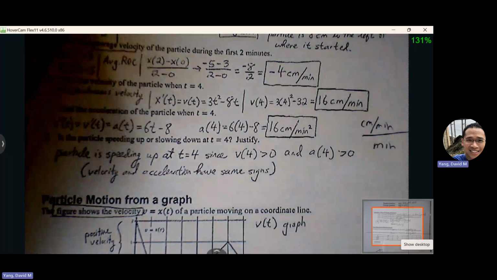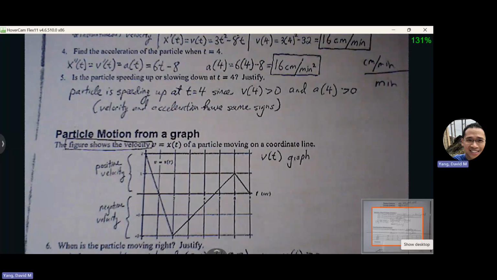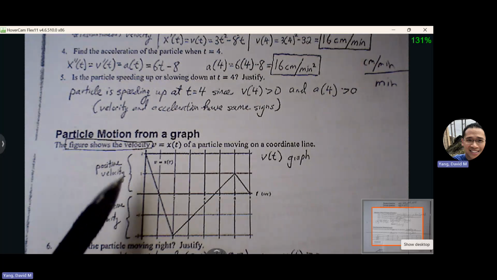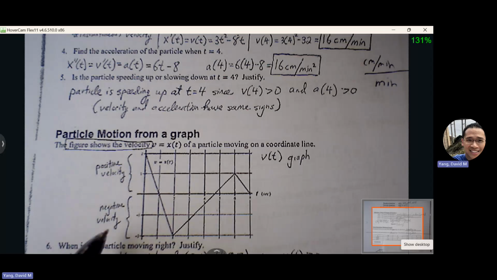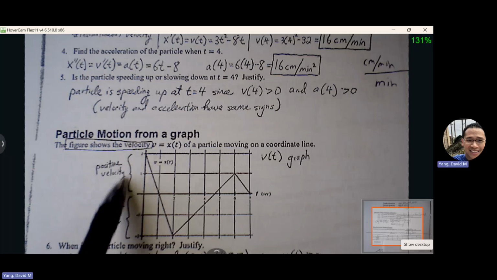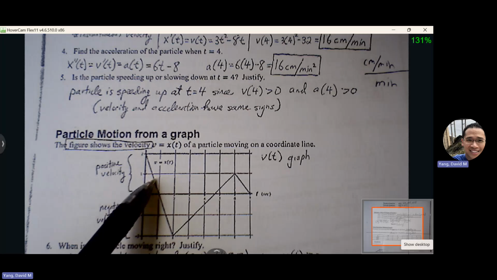Okay, next up, particle motion from a graph. The figure shows the velocity graph. So this tells us how fast the object is moving at any moment in time. So just want to have us label this accordingly. In this case, whatever's above the x-axis indicates positive velocity. So we can tell that here the object is maybe slowing down, the velocity is decreasing, but it's still a positive velocity. So we're still moving, in this case, to the right.